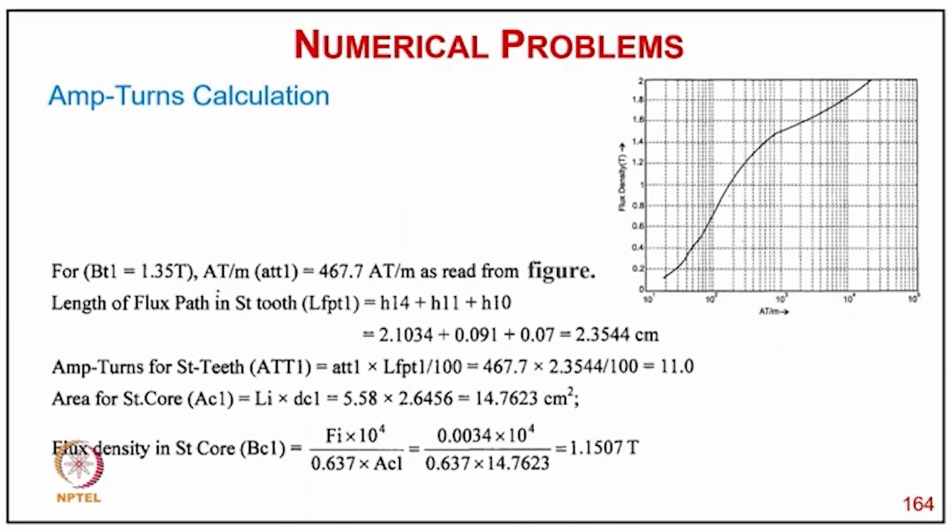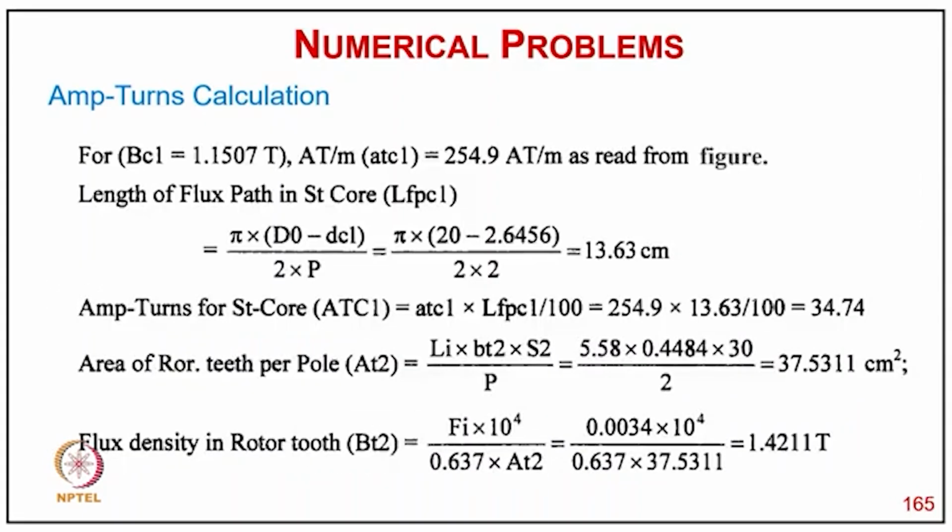The flux density in the stator core comes to 1.1507 Tesla, and for this flux density the specific ampere turns per meter comes to 59.9. The length of the flux path, calculated from this formula, comes to 13.63, and the ampere turns, which is specific into the length of the magnetic circuit, comes to 34.74 ampere.